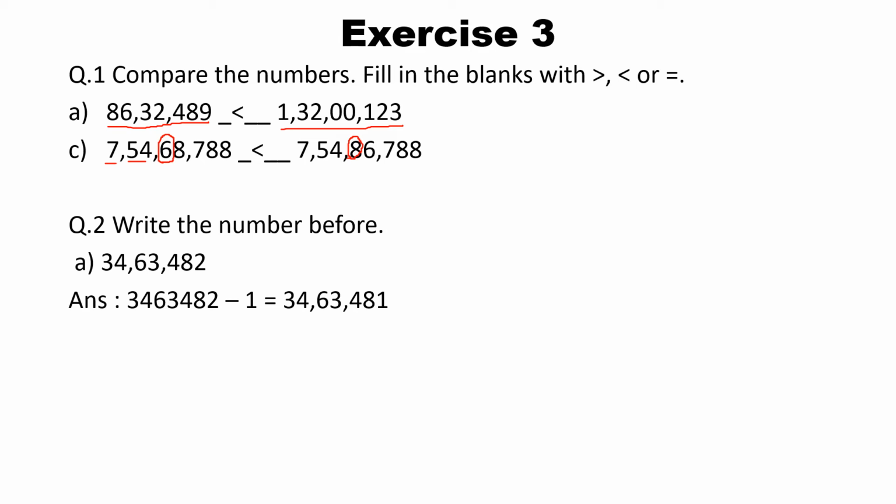Question number 2. We have to write the number before. Before means subtracting 1 from the number. So the number is 34,63,482. If we just subtract 1 from the number, we will get 34,63,481.